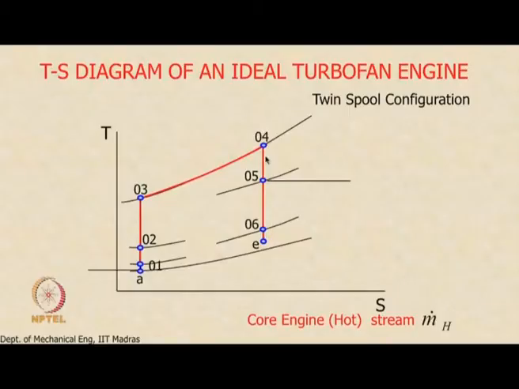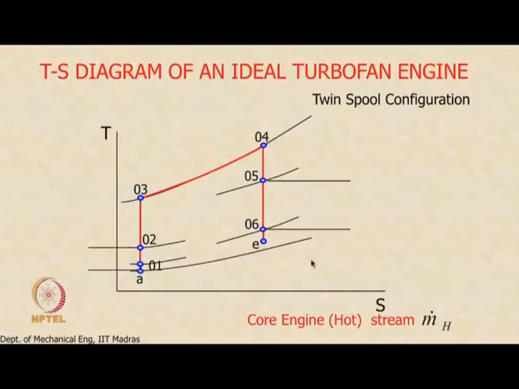Remember, this is a twin spool configuration, that means there are going to be two turbines. 04 to 05 is the high pressure turbine, 05 to 06 is the low pressure turbine, and then it goes through the core engine nozzle. So this is indicated in red. Red indicates the air that goes through the core engine.